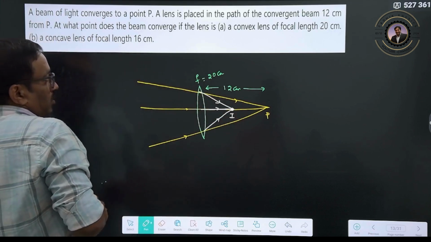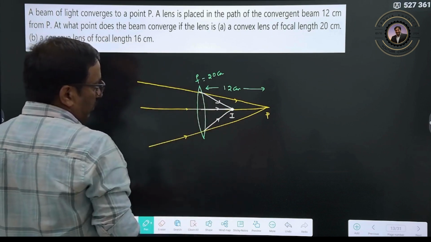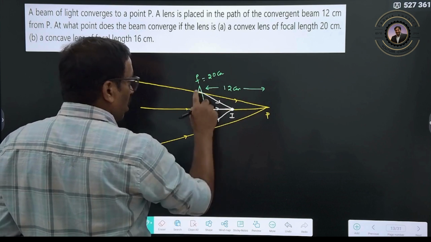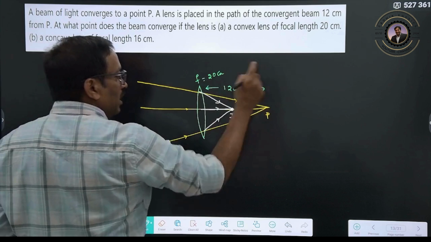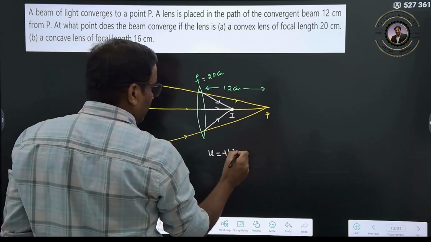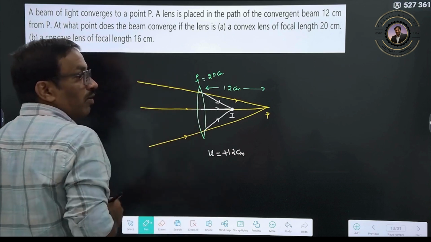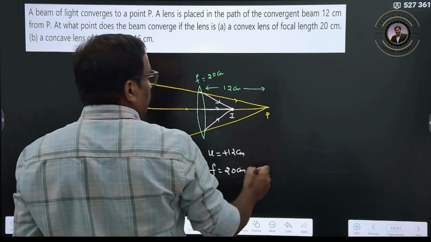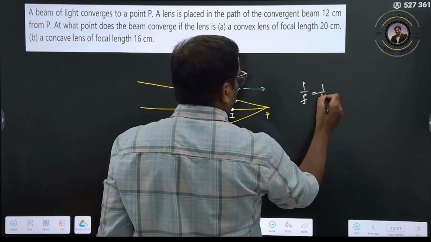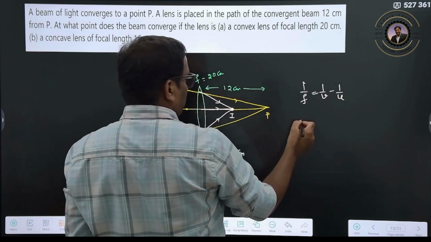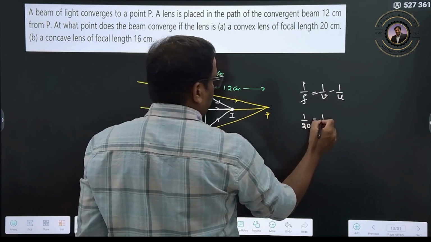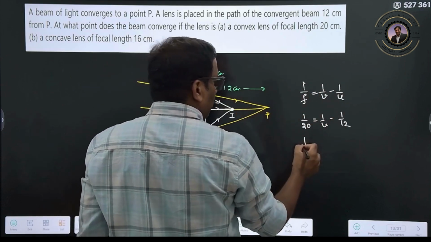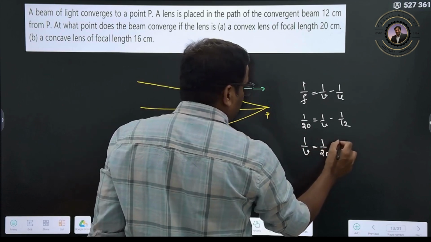Now let us calculate this distance. This side will be our object distance, so u is equals to plus 12 centimeter. You need to follow the sign conventions. Focal length is 20 centimeter. So you can write 1 by f is equals to 1 by v minus 1 by u. So 1 by 20 is equals to 1 by v minus 1 by 12. Taken toward this side, 1 by v is equals to 1 by 20 plus 1 by 12.